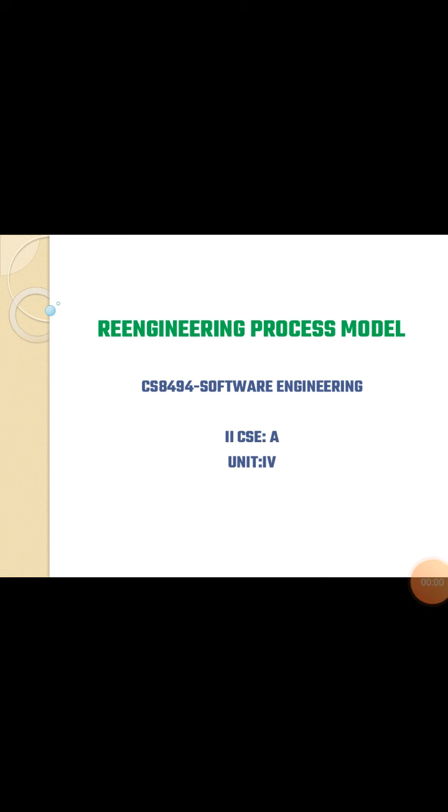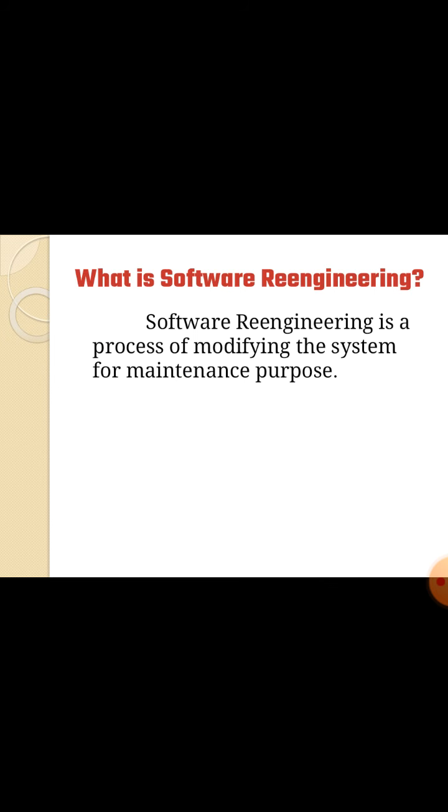Student, in this video we will study the re-engineering process model from the 4th unit. What is software re-engineering? It is a process of modifying the system for maintenance purposes. For example, we can change the front end design and coding and database.